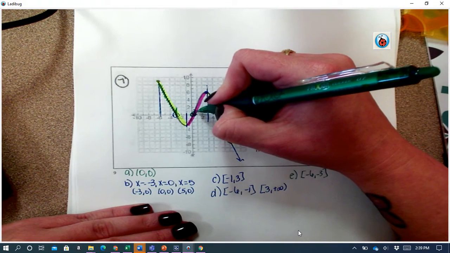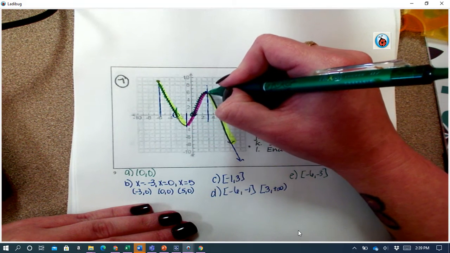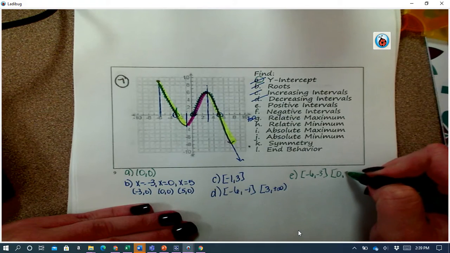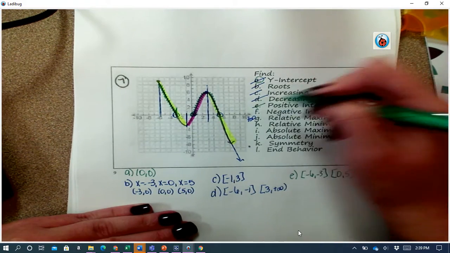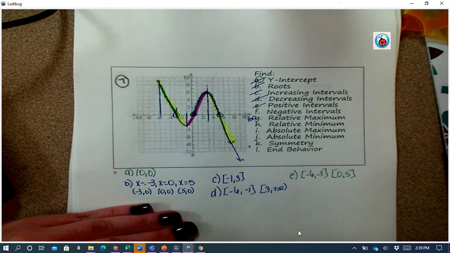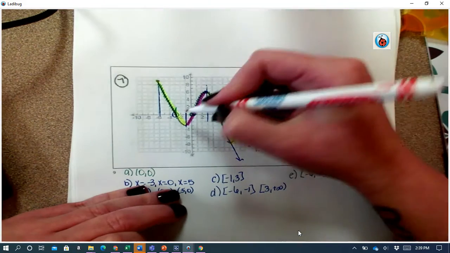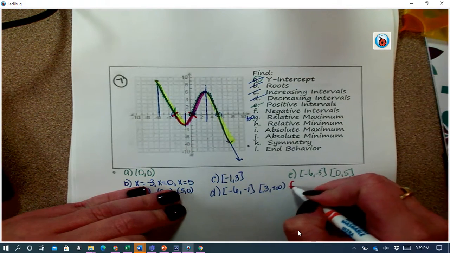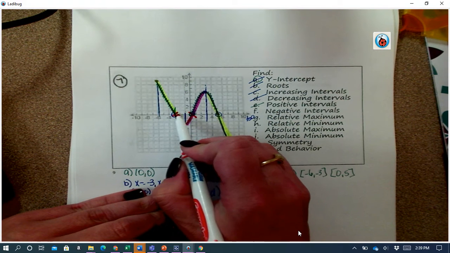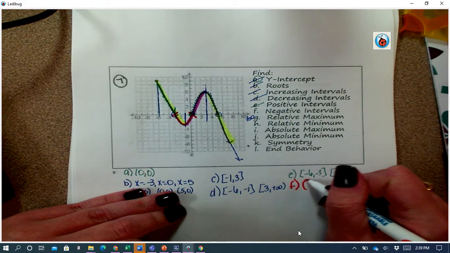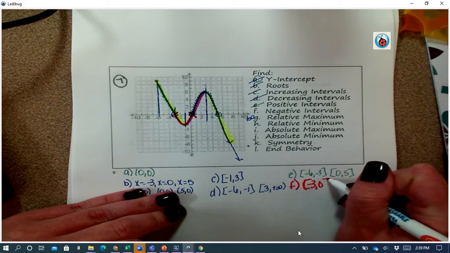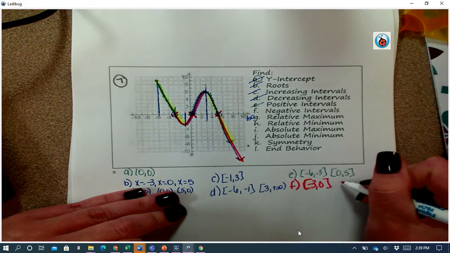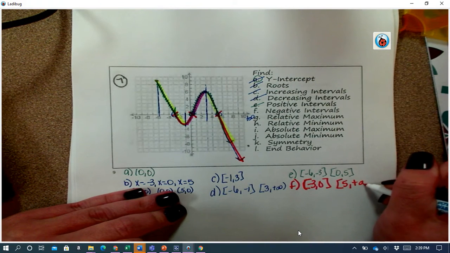Over here, it's this section, that's this peak, which goes from 0 all the way to 5. The negative intervals is where the graph is below the x-axis, which starts here and ends here. So f, those x values are -3 to 0 with square brackets. And then starting here, which is 5, and it keeps going right, which would be positive infinity.